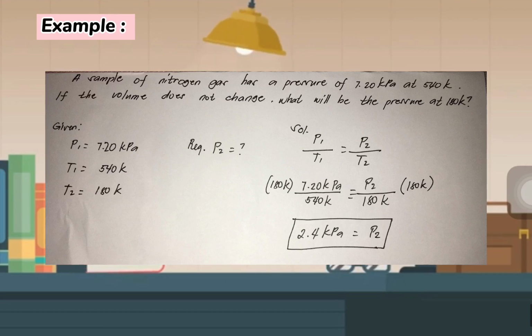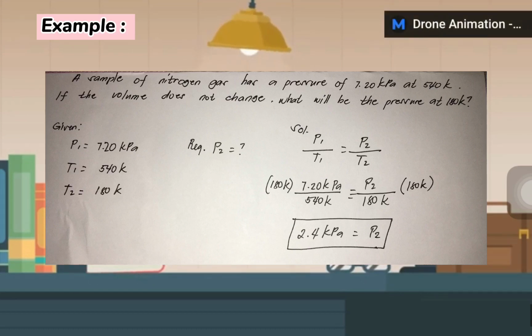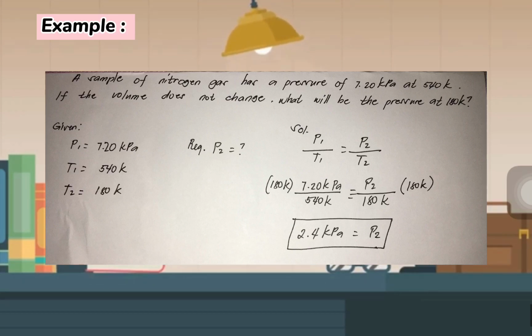And for our next example, we have a sample of nitrogen gas that has a pressure of 7.20 kPa at 540 Kelvin. If the volume does not change, what will be the pressure at 180 Kelvin? And our given is, first pressure we have 7.20 kPa, and our first temperature we have 540 Kelvin, and second temperature is 180 Kelvin. So we are finding our second pressure.